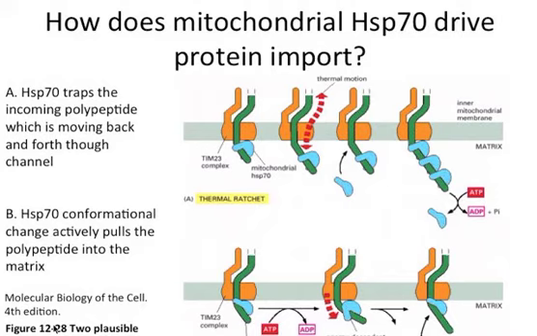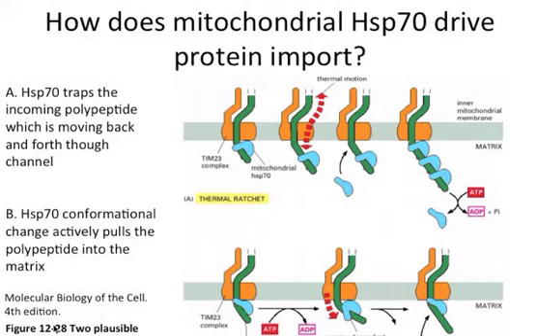Okay? And then it's released through ATP hydrolysis here. And so then there's the cross-bridge ratchet model, where it's actually hypothesized that the HSP70 conformational change that happens just because when you have ATP hydrolysis with HSP70, it changes the conformation of HSP70, and it's actively pulling down on the protein to bring it in.